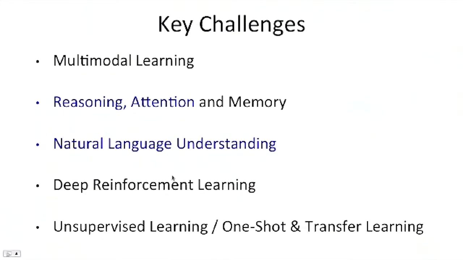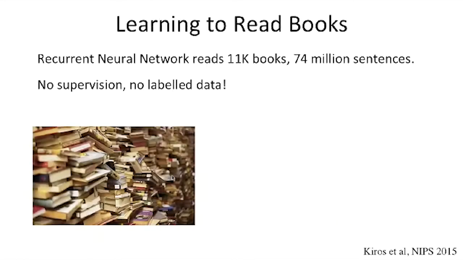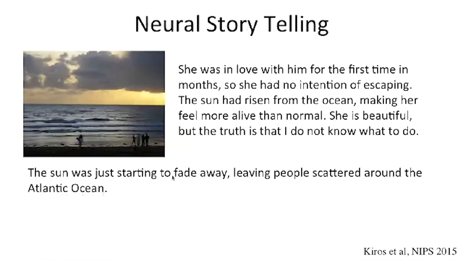Now, we've talked a little bit about multimodal learning as well as attention in the space of images and text. But what I'd like to do now is talk about reasoning, attention, and language understanding. Here's an interesting example where we're training a recurrent neural network on 11,000 books, using 74 million sentences. So there is no supervision, there are no labels on the data. We're just trying to extract statistical structure from words and co-occurrence of words using RNNs. And here's an interesting thing that you can do with this model. You can train the model on 7,000 romantic novels.